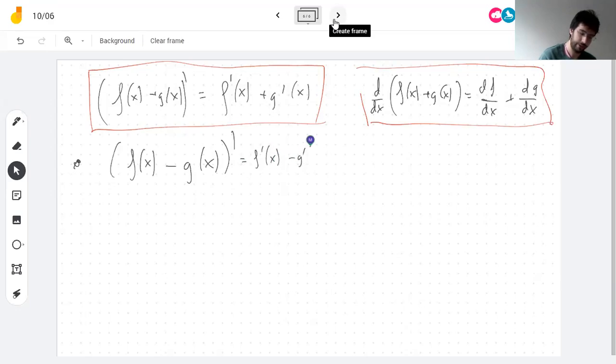And I don't even need to do a new computation for this. I don't need to do a new proof. What I can do is use the stuff that I know already. If I wanted to take the derivative of the difference, I could write that as a sum. Every difference is a sum.